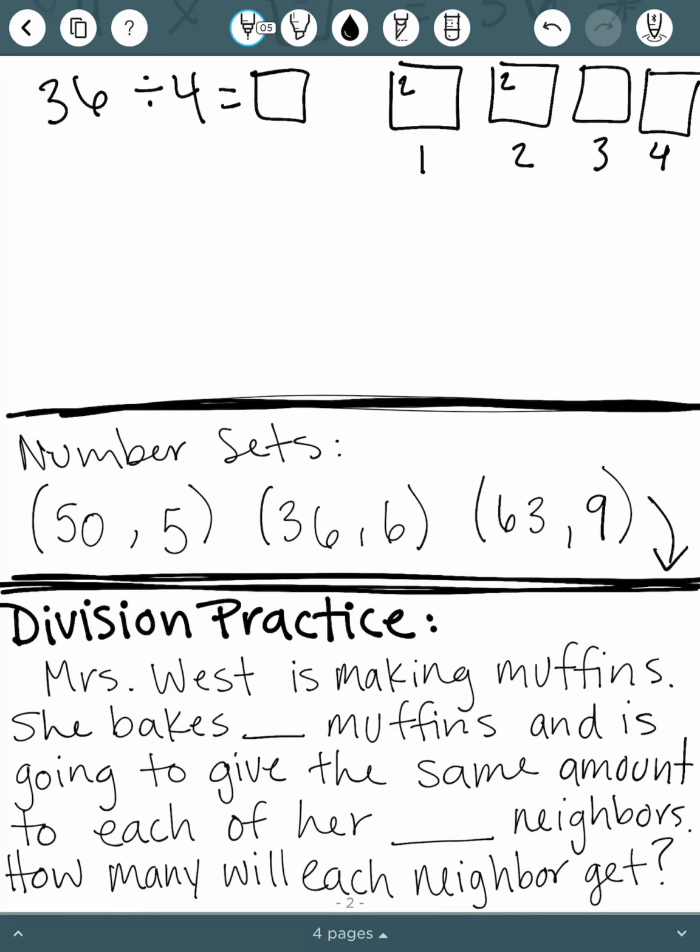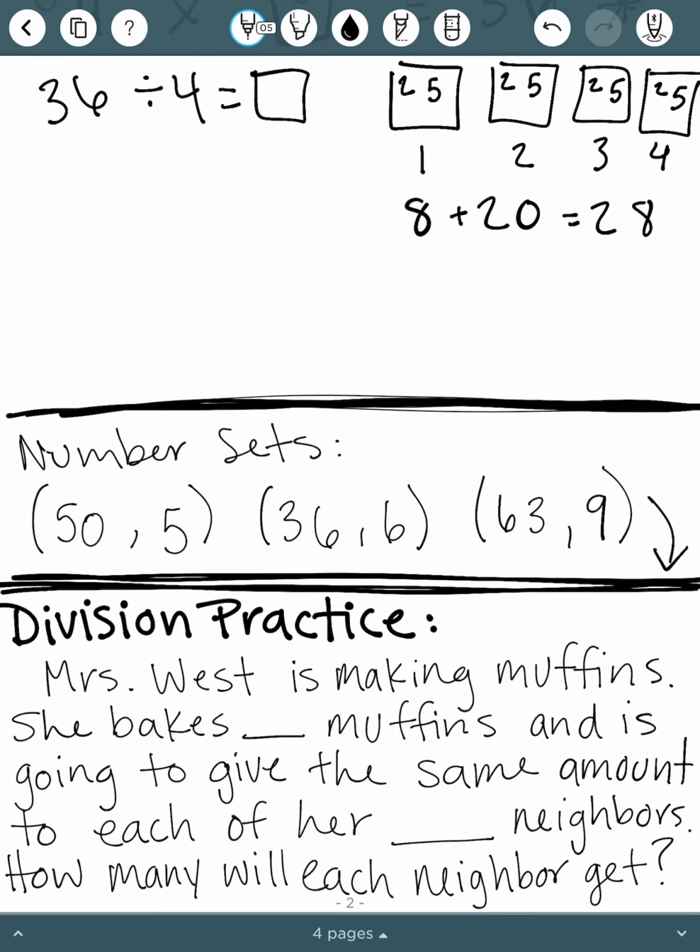So 2, 4, 6, 8. Okay, so I'm at 8. I still have lots more. Maybe we can add 5 this time. 5, 10, 15, 20. So we know that with the 2s, we used 8 of the erasers. And whenever we added 5 to each student, we used 5, 10, 15, 20. So now that equals 28.